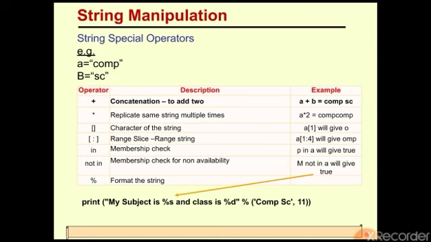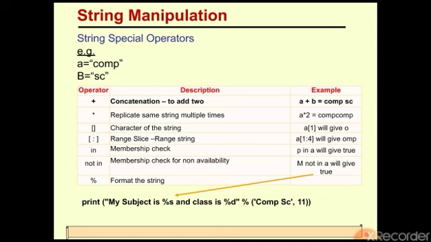Okay, what does a range slice of a string mean? It means a particular range of characters within the string. How can you specify that? By using the start value separated from the end value with a colon. We are specifying the start value and the stop value, and these two are separated by the colon.